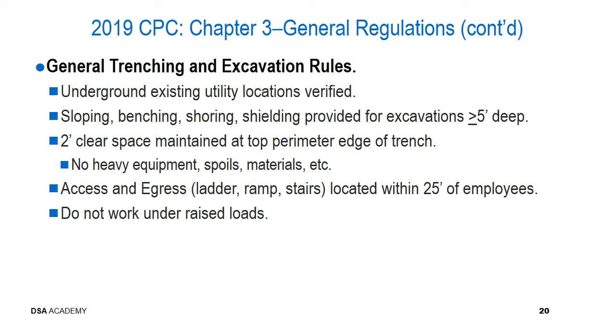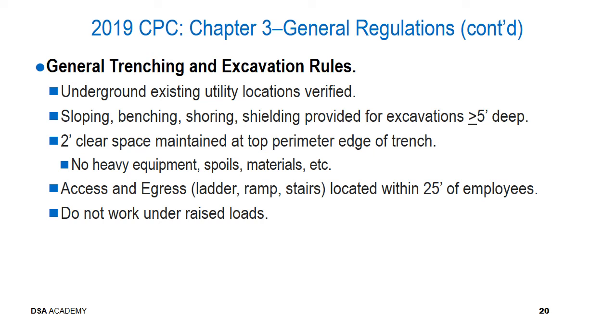Underground existing utility locations have got to be verified. Again, this is done by the contractor, and the importance is you don't want to create a hazard by compromising an existing underground utility. Sloping, benching, shoring, and shielding must be provided for excavations that are equal to or greater than 5 feet deep. There are some exceptions to this, but we're not going to get into them.